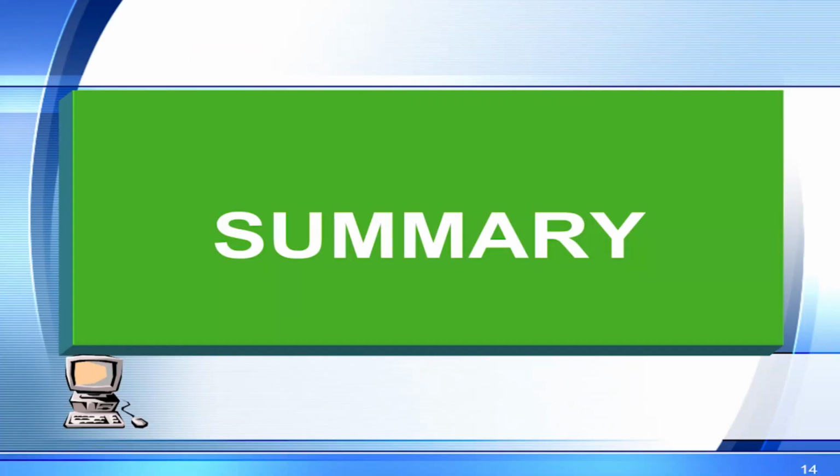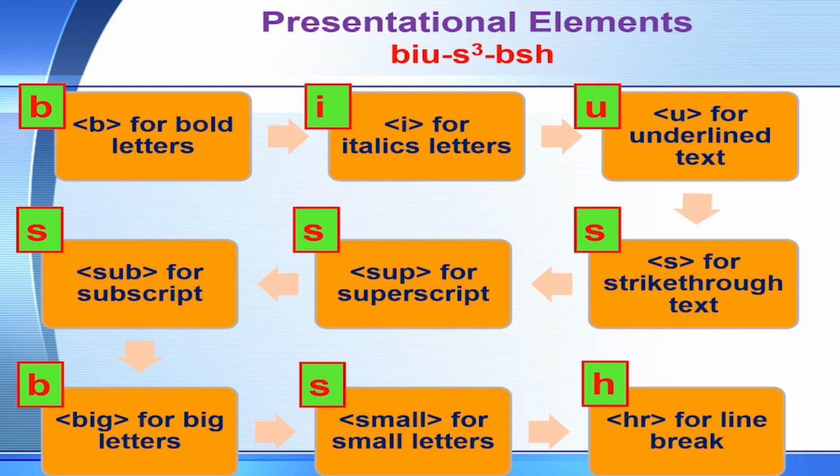To summarize, the B tag specifies bold text. The content of the I tag is displayed in italics. The U tag is used to define underlined text. The S tag is used to define strike-through text. The SUP tag defines superscript text. The SUB tag defines subscript text. The big tag defines bigger text. The small tag defines smaller text. The HR tag is used to present a horizontal line.